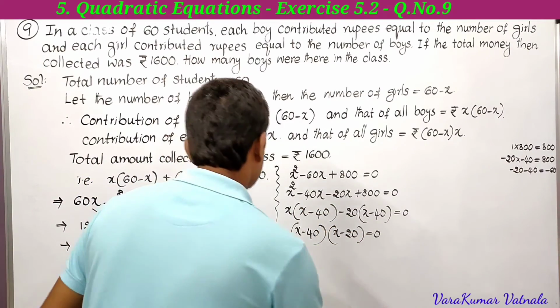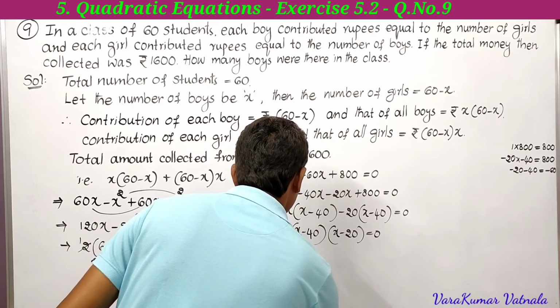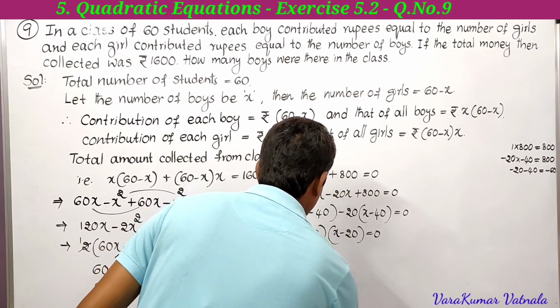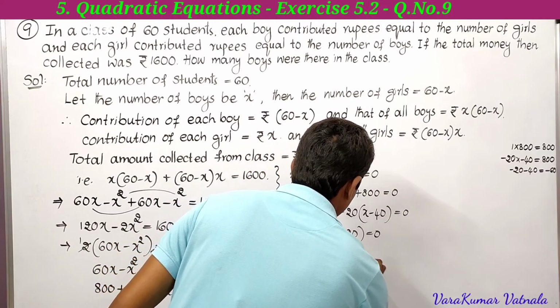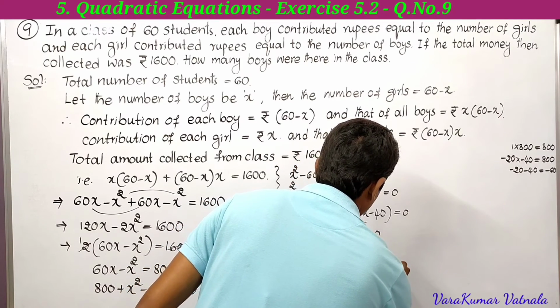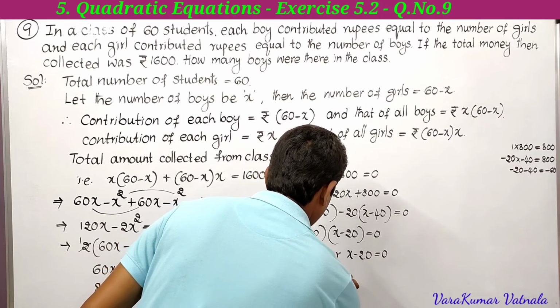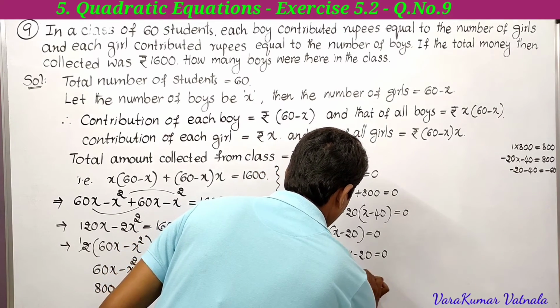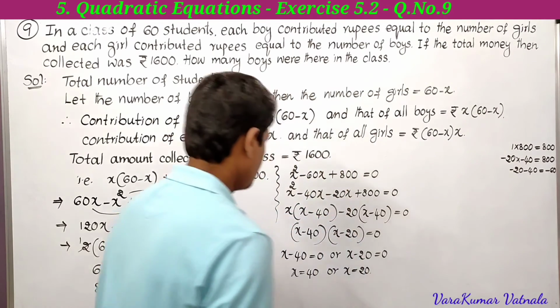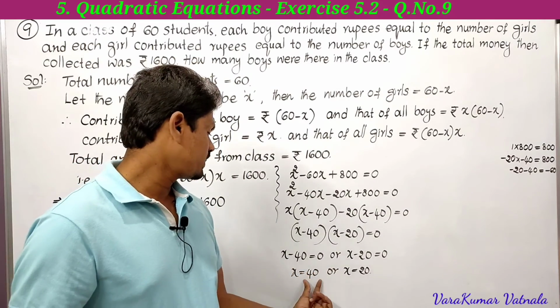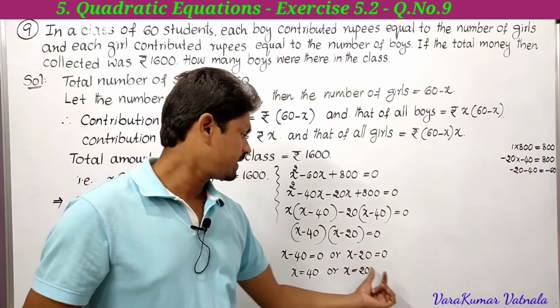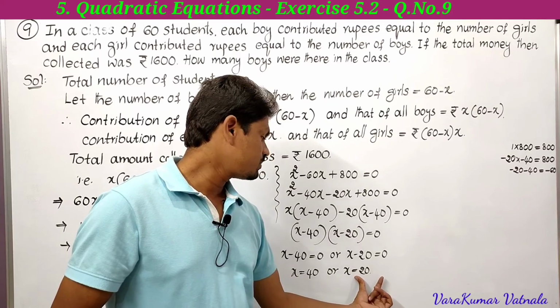So x minus 40 is equal to 0 or x minus 20 is equal to 0. So finally we get x is equal to 40 or x is equal to 20. Here take minus 40 to the right side, it becomes plus 40. Take minus 20 to the right side, it becomes plus 20.